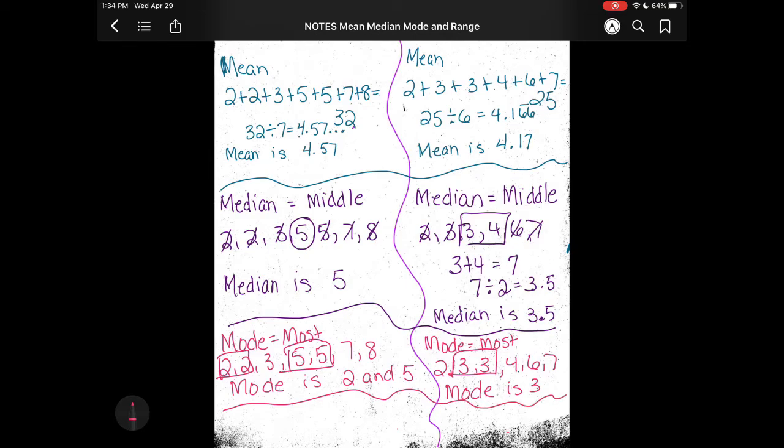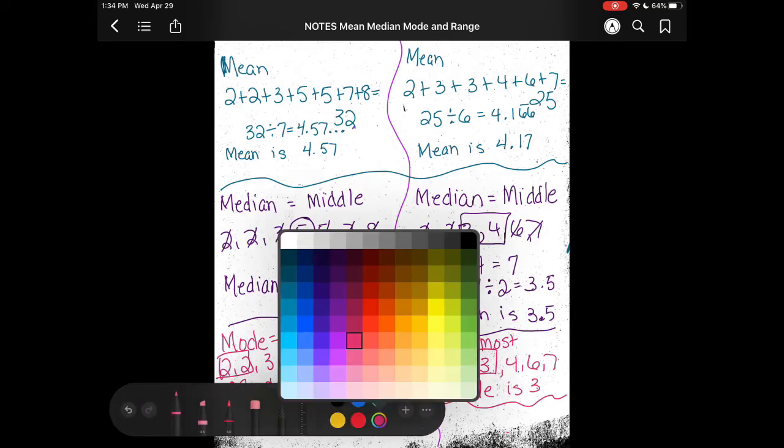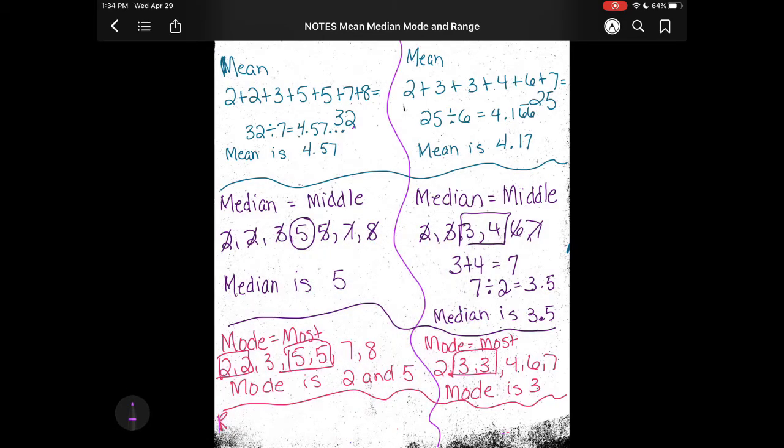Okay, next thing we have to do is our range. Let me change our color so we know we're doing a different color. Our range. So remember, that's big minus small. So I could list all the numbers out, but we've written it so many times. Our big one is 8 and our small one's 2. So it's 6.